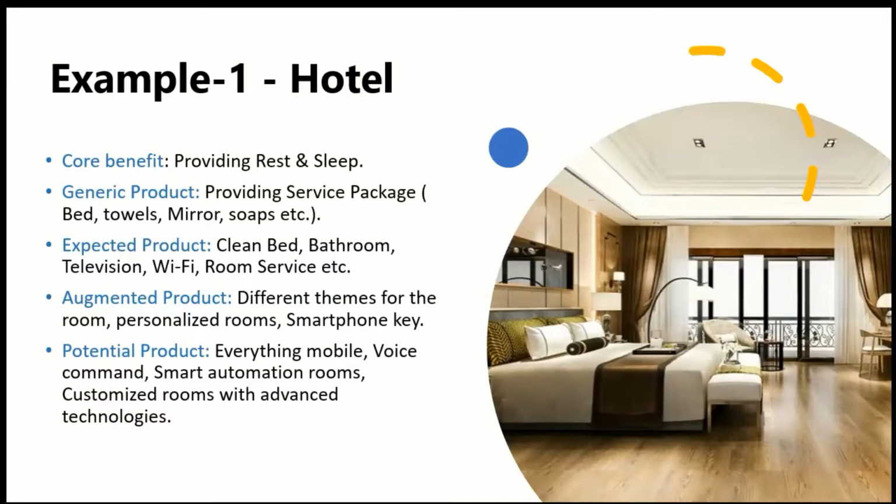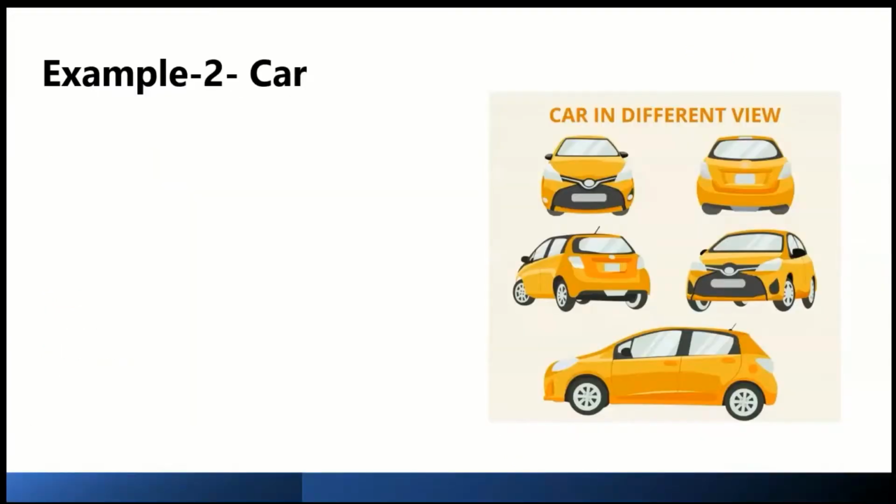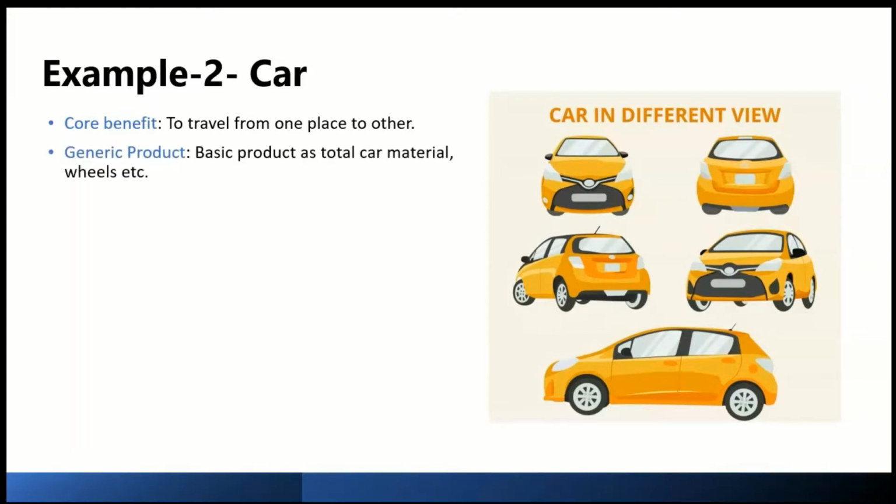So now let us understand through another example, a car, the different benefits or the different product levels. Core benefit is the fundamental need or want, and the fundamental need or want of a car is to travel from one place to the other. At the same time, the basic product has the total car materials, four wheels, which can be fiber, plastic, or steel, so iron. So that is the basic product of the car.